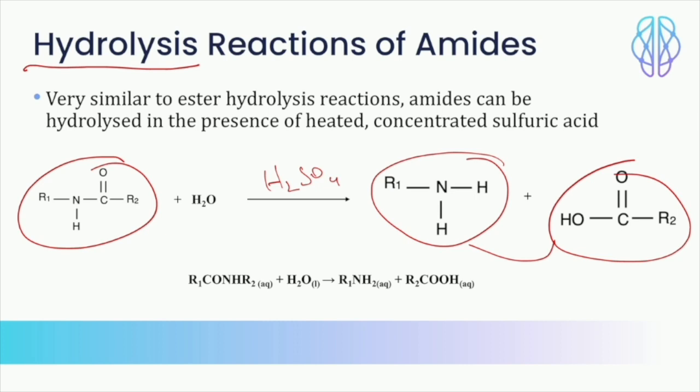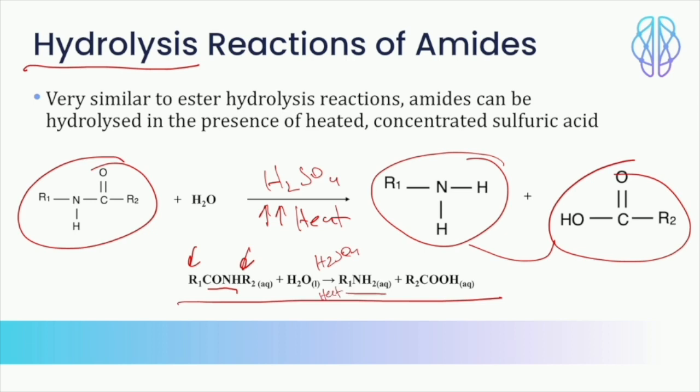And you also need a high temperature, so lots of heat. And this is a general formula for this reaction. So notice that you have the amide functional group, you have alkyl groups on either side. Under the presence of sulfuric acid and heat, you get the amine on one side, and you get the carboxylic acid on the other. So obviously, when you break it apart, you're essentially breaking apart this bond.